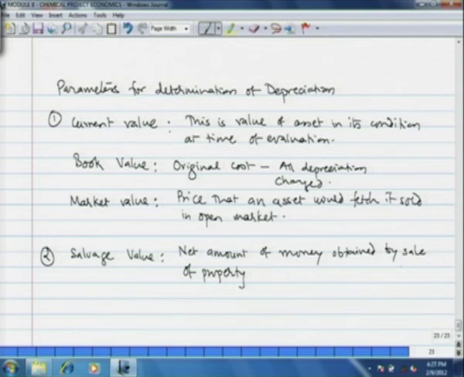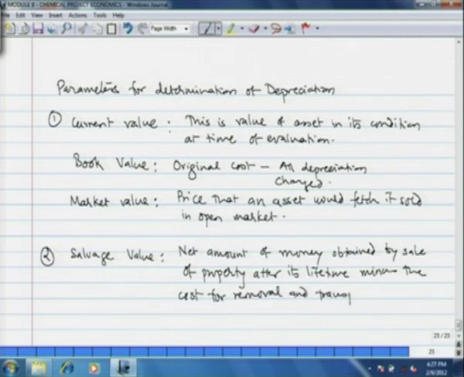Salvage value is the net amount of money obtained by sale of property after its lifetime minus the cost for removal and transportation. In some cases, you have to also pay charges for selling the equipment if you are using an e-market to the site owner. If the property is not of any use, then its value is called as scrap value.